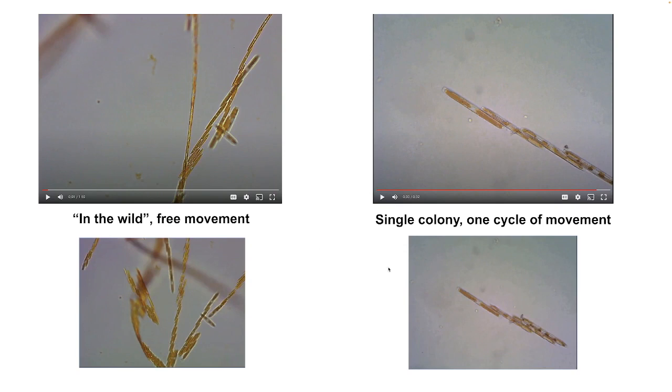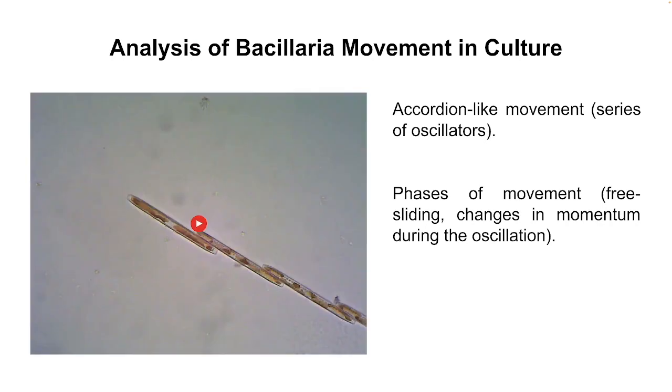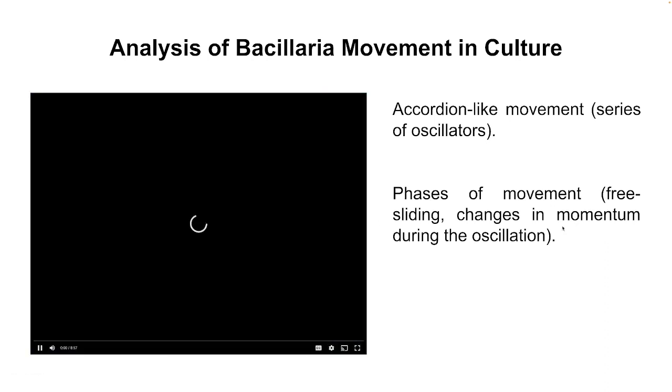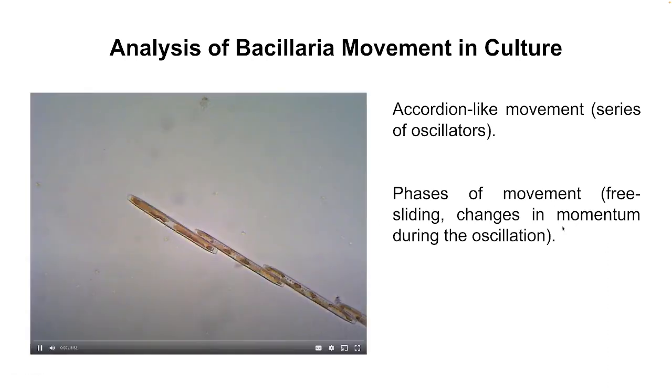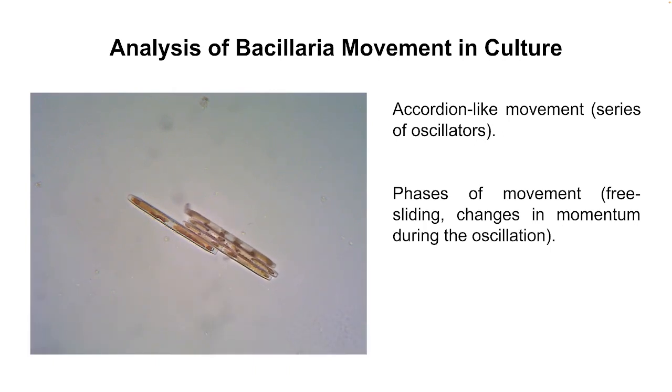And so this is what we're going to be characterizing as well as the phenotype, this movement. So we can analyze Bacillaria movement in culture. This is an accordion-like movement. We can model this as a series of oscillators. So as you can see here, as we look at this oscillation, we can actually look at this as oscillators, both cell-by-cell oscillators, or sometimes we can measure movement relative to different cells in the culture.